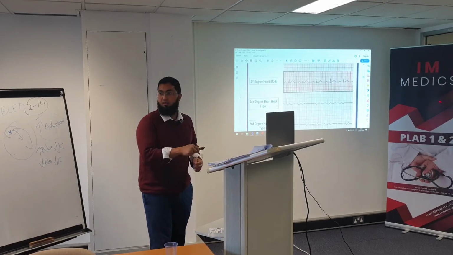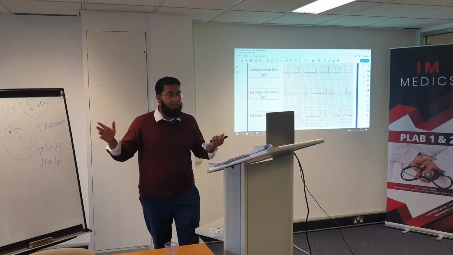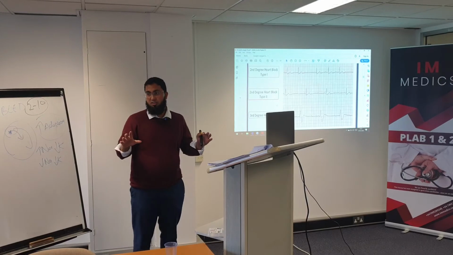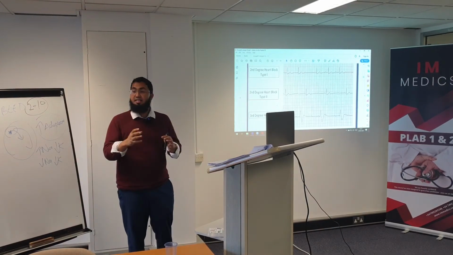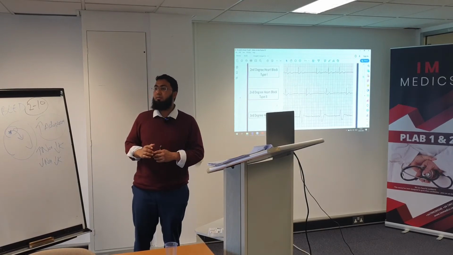As you can see with these ones, we have a pattern, right? We have a pattern of what's happening. With third degree, there's no pattern. It's just randomness, okay? The ventricle is doing its own thing, atrium is doing its own thing. So these patients will have bradycardia, they need a pacemaker. So second degree type 2, third degree, both of them pacemaker.